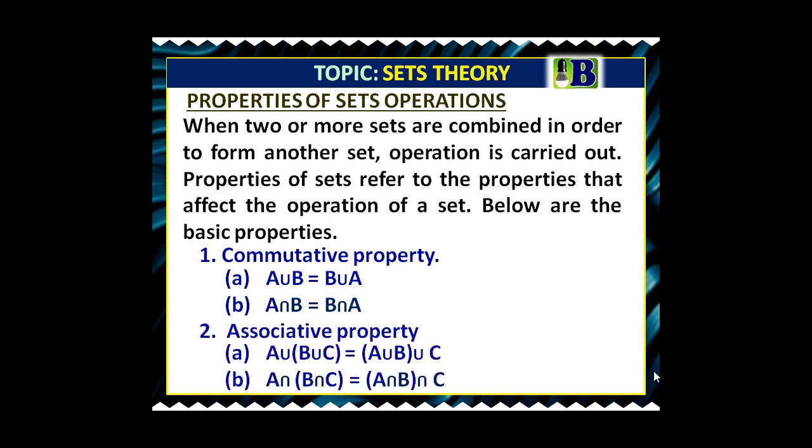Then we'll move to the associative property. The associative property is all about union: A union (B union C) is equal to (A union B) union C. That is to say that once you combine B union C then union A, it's still going to give you the same thing as when you combine A union B then union C. Then for the intersect, A intersect (B intersect C) is still the same thing as (A intersect B) intersect C. It is going to give you the same thing. So this property is called the associative property.